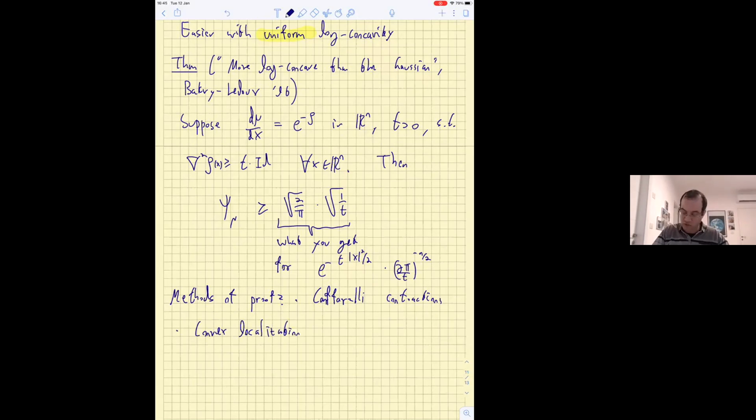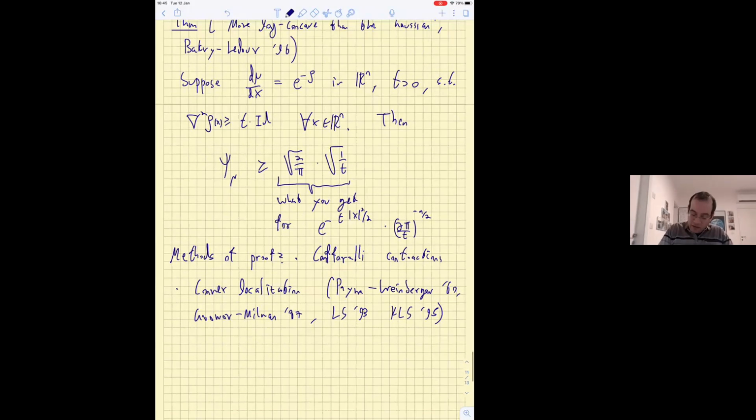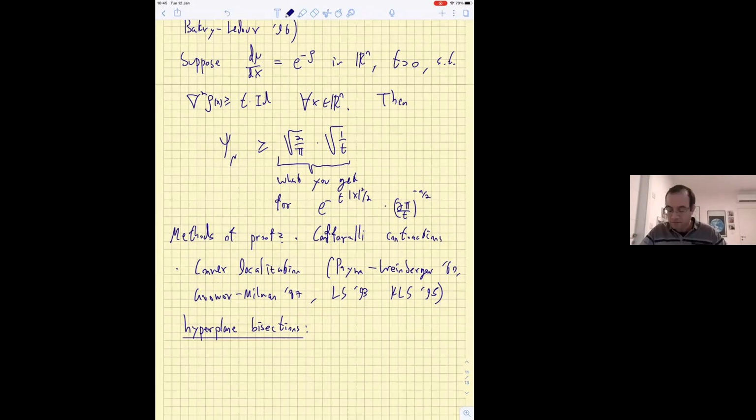As we said, it goes back to Payne-Weinberger in 1960, and to Gromov and Milman, who did it more rigorously in '87. But it was made very easy to use by Lovasz and Simonovits and by Kannan-Lovasz-Simonovits in '95. And their idea, very roughly, is to perform hyperplane bisections. I'll not fully explain the method of proof, I'll just say a few words about it.